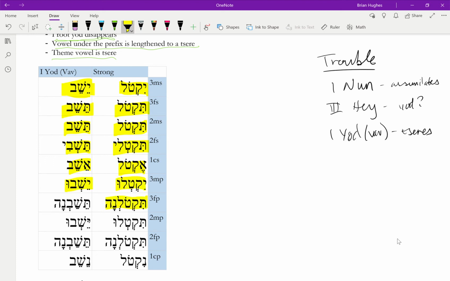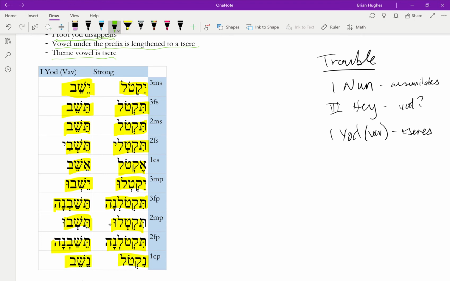Instead of tiktolna, we get teshavna. Instead of tiktalu, we get, that's supposed to be a tav. See, I even put the dagesh there on that one. There we go. Teshavu. Instead of tiktolna, we get teshavna. Instead of niktol, we get neshev.